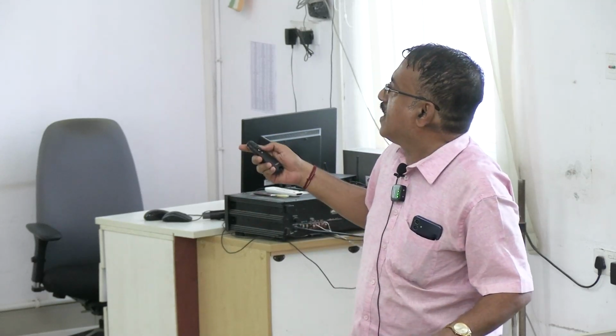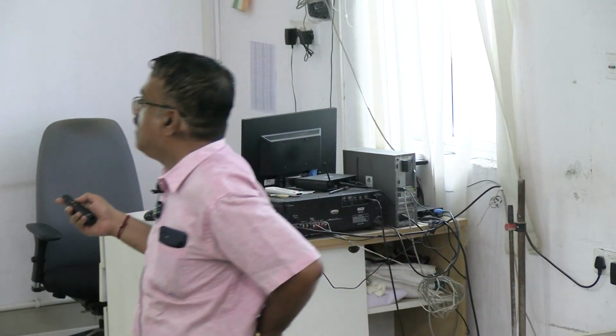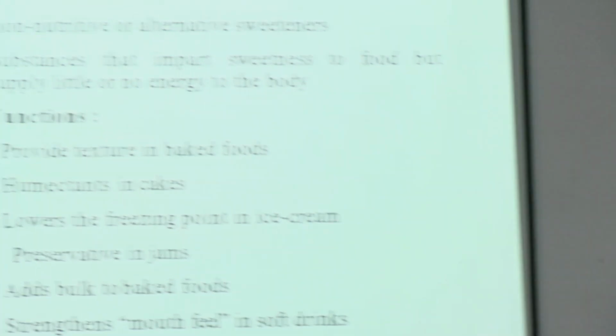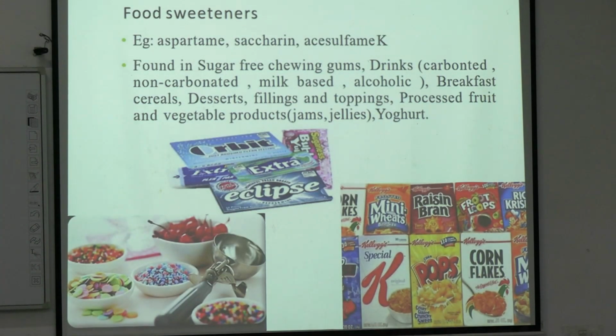Then sweetness. We all like sweets. You add some sweetness to some ordinary food. It produces texture in baked foods, humectants in cakes, lowers the freezing point in ice creams, preservative in jams, adds bulk to baked fruits and strengthens mouthfeel in soft drinks. So the more sweets you add, you get a better feel. It's more tasty, it's more sweet. That's called the mouthfeel.